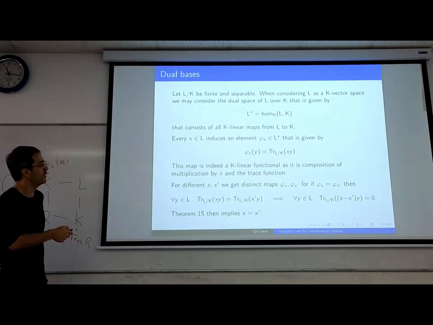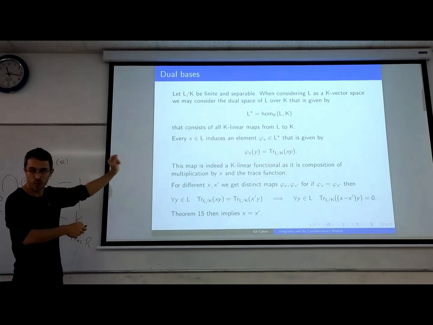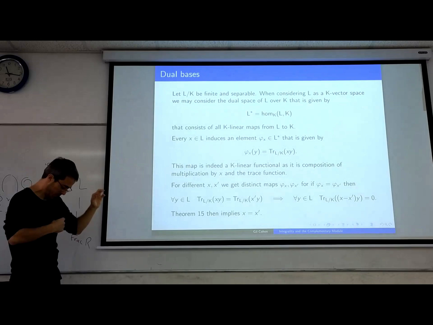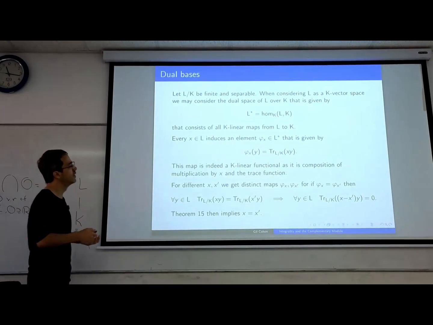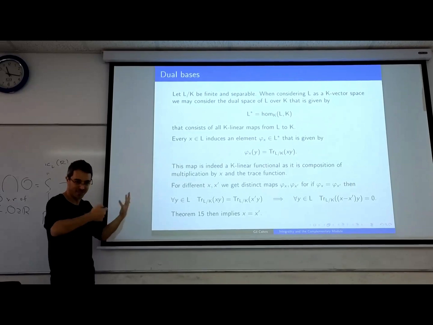So let me give you an example. Let me show you how an element from L gives you such a homomorphism from L to K. Okay, just as an example. But it turns out it's going to be more than an example. It's going to be exhaustive. It's going to be all of the examples.